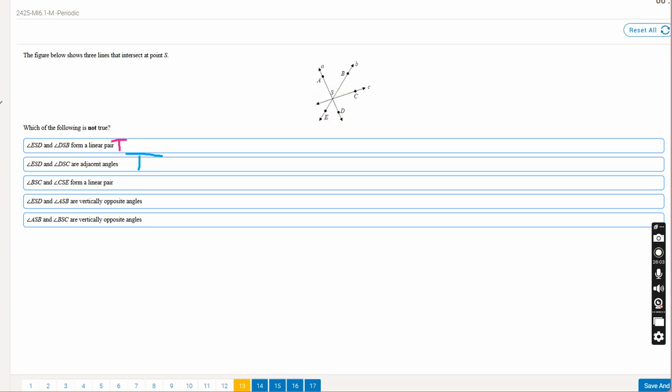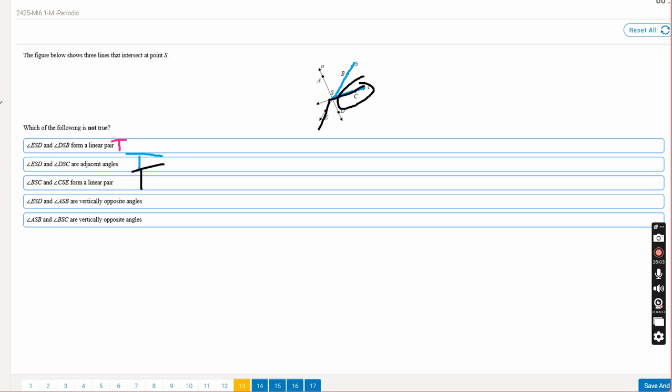And then we have BSC and CSC. So let's see that. It's forming the angle like this. Nope, I don't think we have studied anything similar to that. Sorry, just let me draw it out again. BSC and CSC now. Again, they do form a linear pair because they have a common ray between them and they're going in opposite direction. That's true as well.